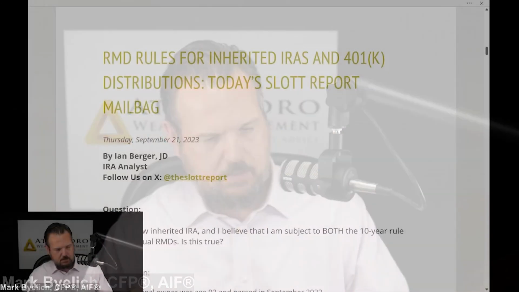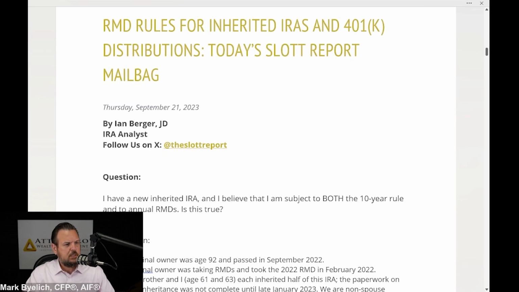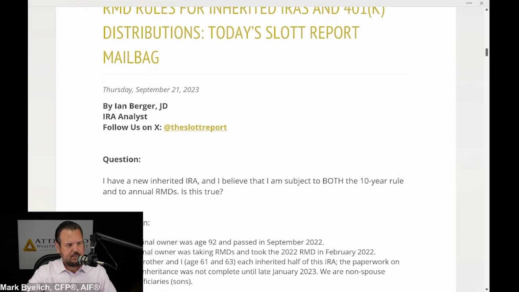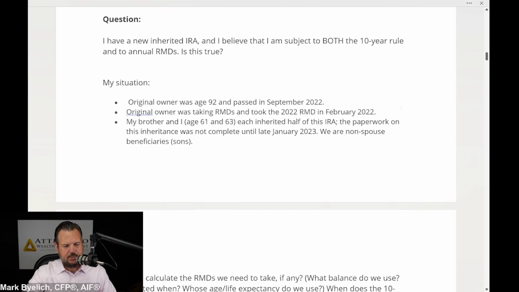All right, let's jump into it here. So I'm going to share my screen here. And I'll try to make sure that I'm not blocking you. So this starts the Slott mailbag, and that's RMD rules for inherited IRAs and 401k distributions. And that's from today's Slott mailbag. And that comes from us last week from Ian Berger, our friend Ian.